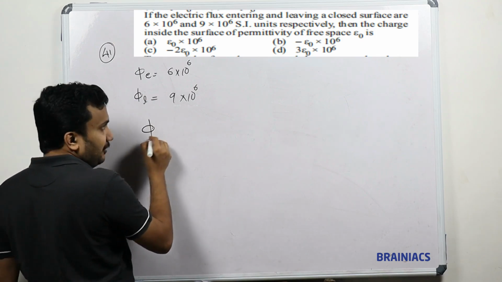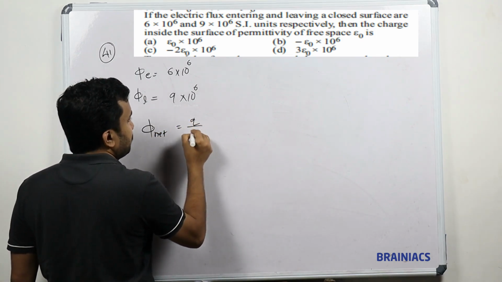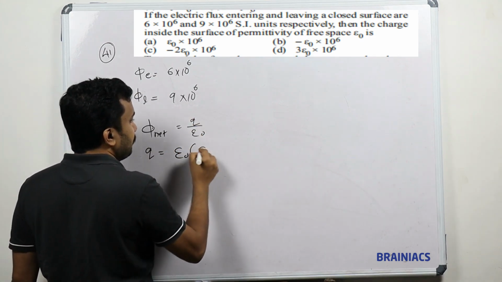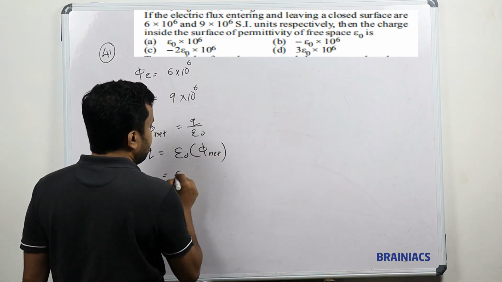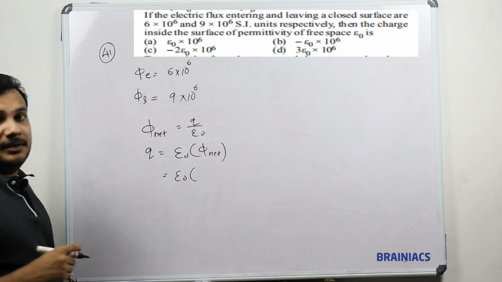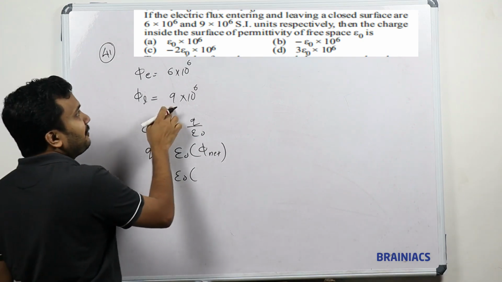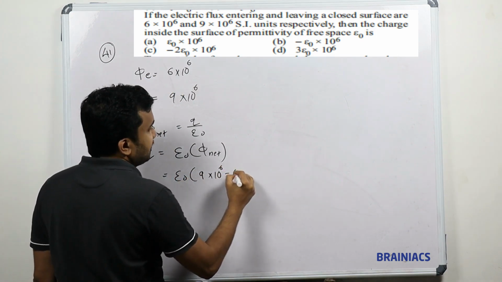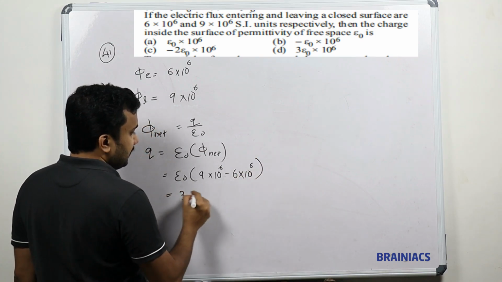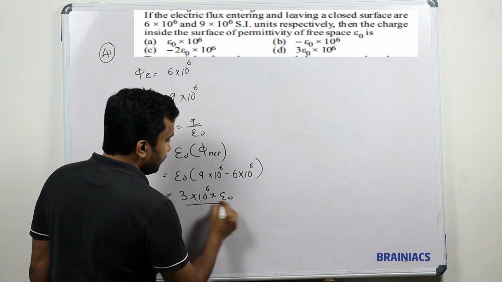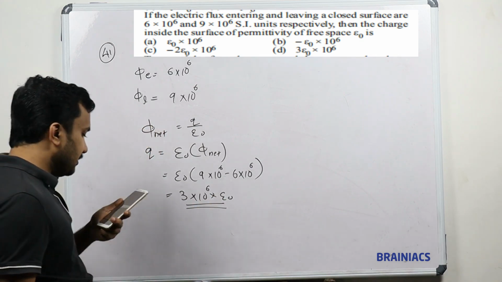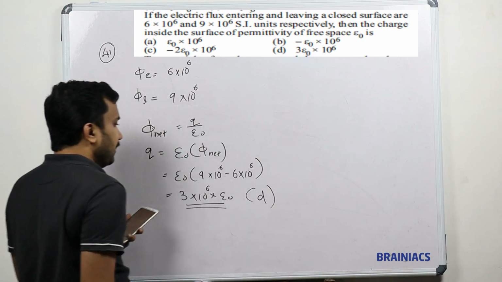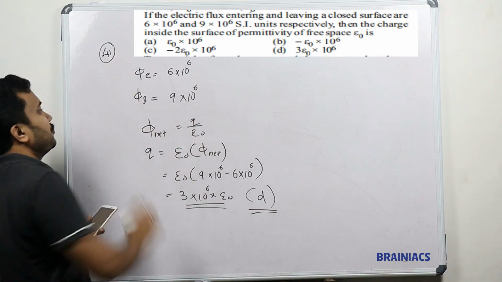We know the net flux will be equal to Q by epsilon 0. We need to find the charge, so Q will be equal to epsilon 0 into net flux. Net flux means higher minus lower, so leaving flux will be higher than entering flux. The total flux is 9 into 10 power 6 minus 6 into 10 power 6, so it is 3 into 10 power 6 into epsilon 0, which is the total charge enclosed within the surface. This matches option D. So option D is the right answer for question number 41.